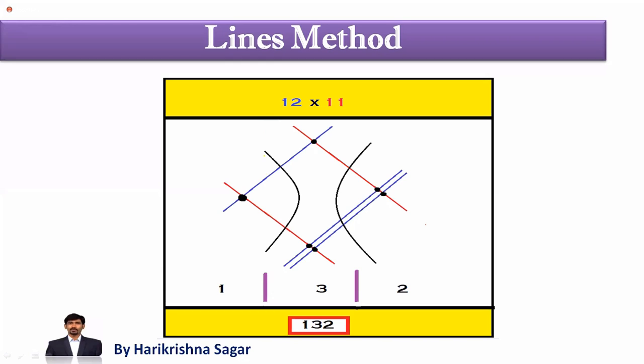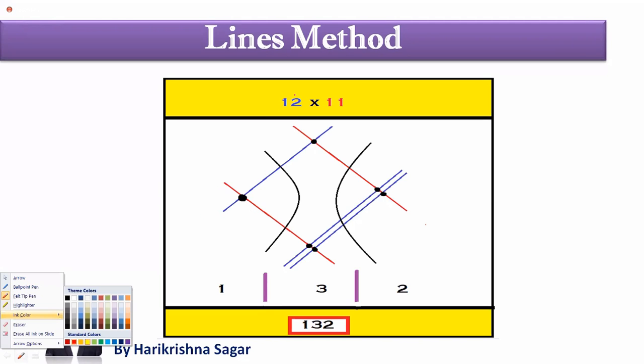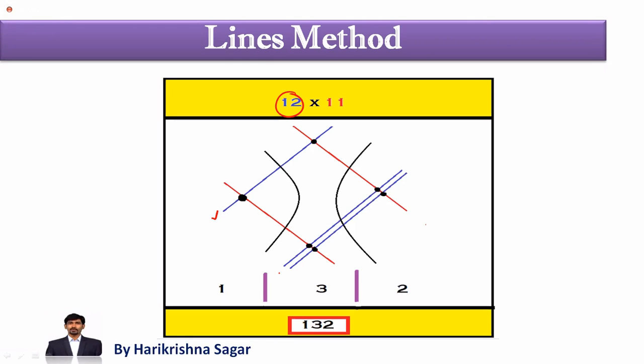So there is a number 12. I'm representing 12 like this: 1 with 1 line and 2 with 2 lines. And for 11, I'm representing 1 with 1 line, and another 1 with 1 line. Always remember, this is the diagram which you are going to see. In this diagram, this is one extreme part, this is the other extreme part, and this is the middle part. You need to always take it like that.